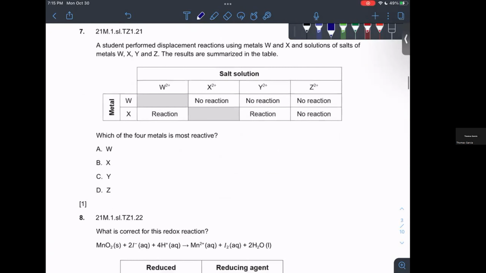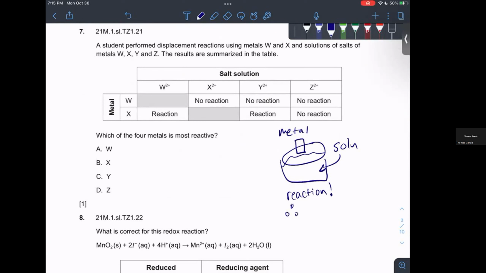All right, moving on to number 7. A student performed displacement reactions using metals W and X and solutions of salts of metals W, X, Y, and Z. The results are summarized in the table below. So for this, we have to remember that if a metal goes into a solution and there is a reaction, then, therefore, the metal is more reactive.